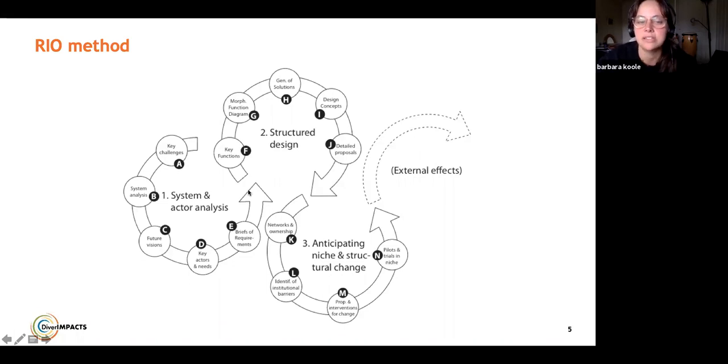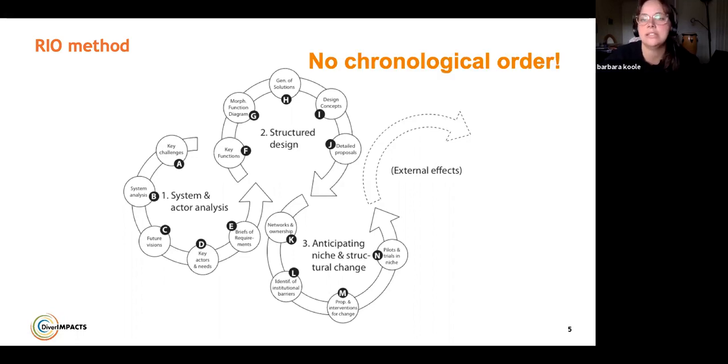The first one is system and actor analysis. The second one is the design phase, structured design, and the third one, anticipating niche and structural change. What is important is that this is not necessarily a chronological order. As you can see, these arrows are cyclical, and you can always go from one phase back to the other. In that sense, it's very fluid.